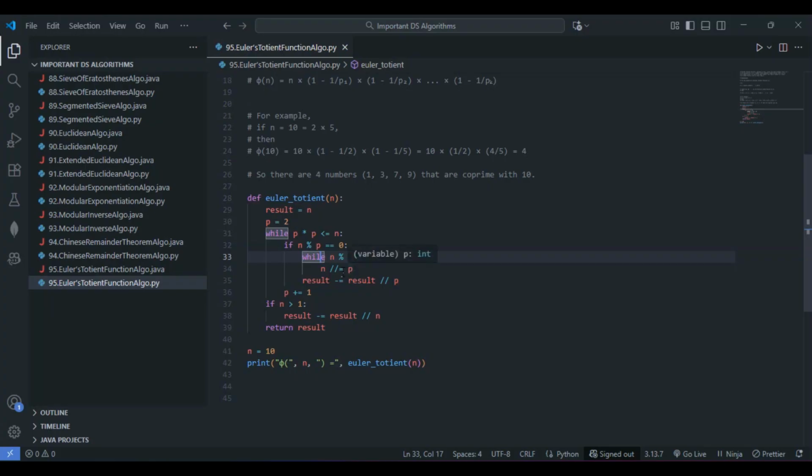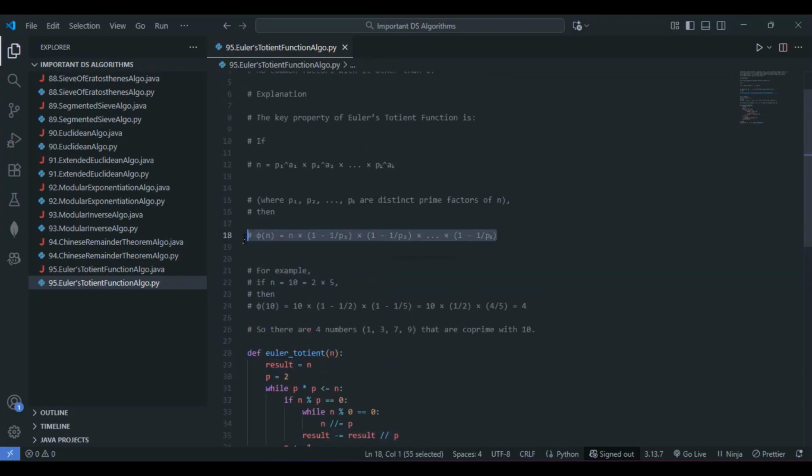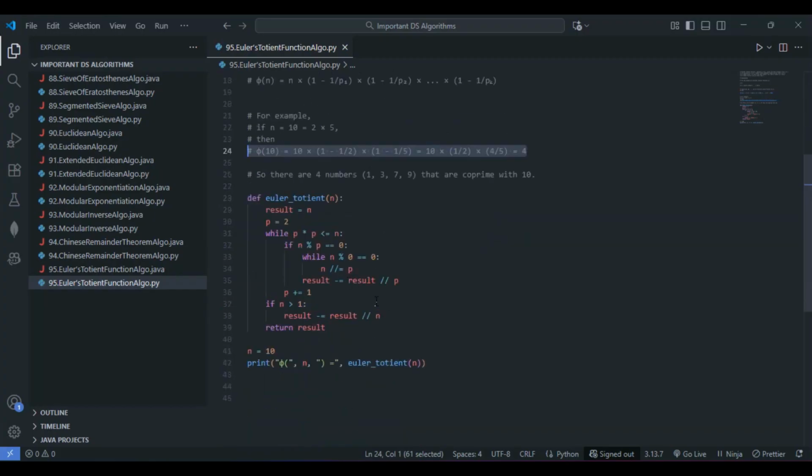Next, we are going with the result. Result equals result minus result by p. So we are just applying the totient of n formula, this adjustment for that particular prime. We have already discussed this formula. The same thing we had applied for n equals 10 here, right? The same thing.